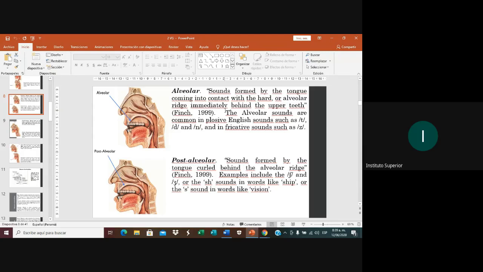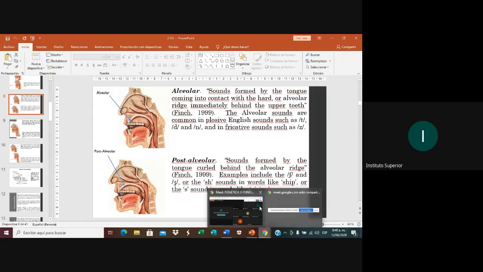We're going to practice these sounds. Remember, I'm going to write here in order that you can remember. Wait a moment. I'm going to take a piece of paper to write the sounds. Okay, here I'm going to show you a piece of paper.